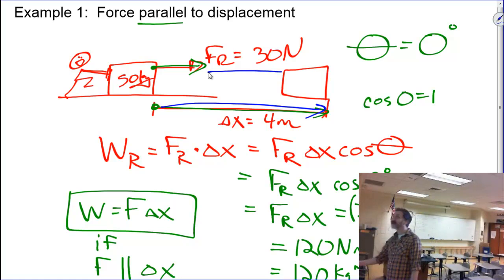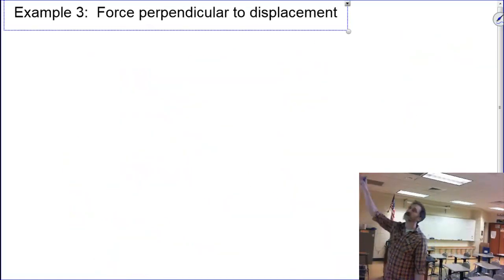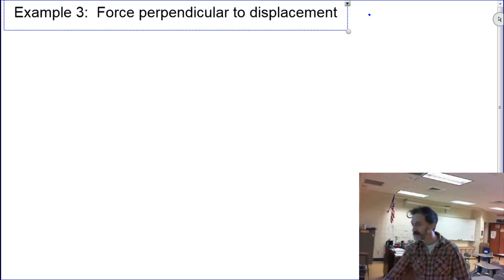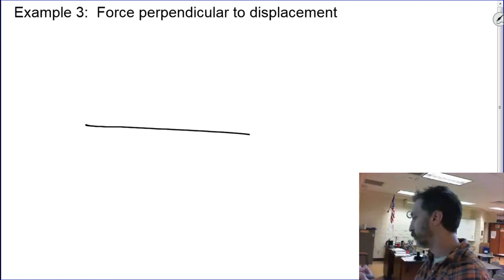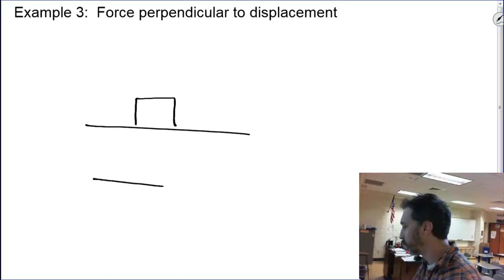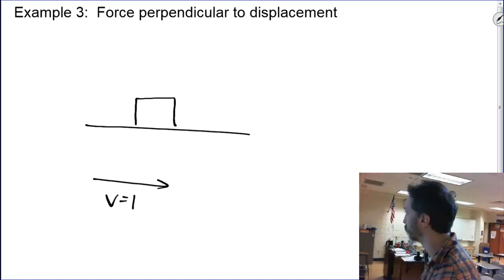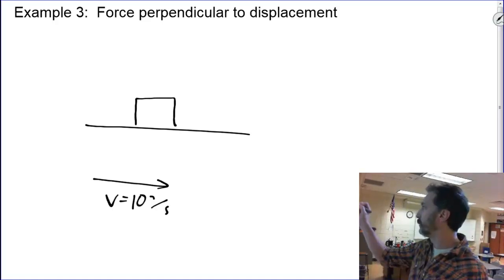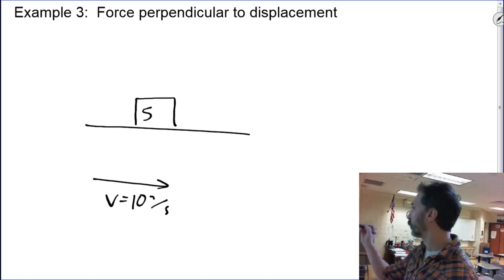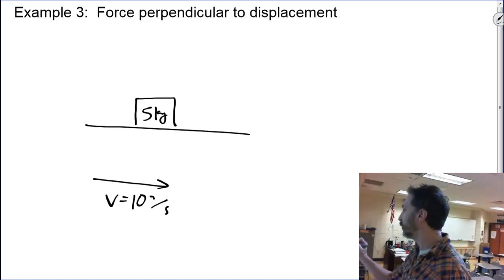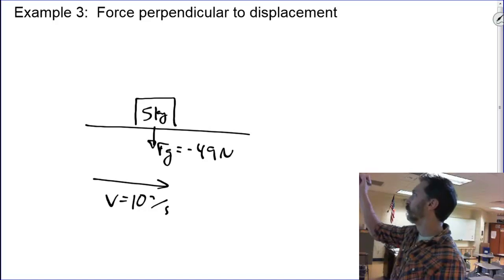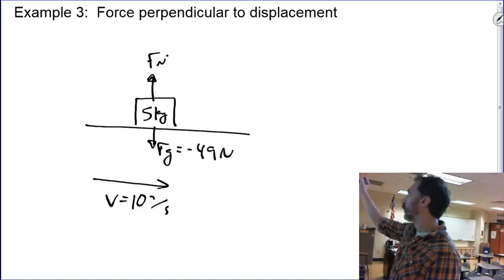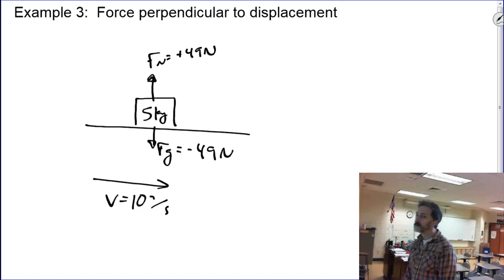All right? The third example is a little bit weird. Now occasionally, you'll have a force that is perpendicular to the displacement. Okay? So imagine this. Imagine you've got a box just sliding along a frictionless surface. So I don't know, maybe it's going at whatever, 10 meters a second. The number doesn't matter. And let's make this thing be 5 kilograms. All right, so there are 2 forces on this thing. There's the force of gravity, which would be negative 49 newtons, and the normal force, positive 49 newtons, right?